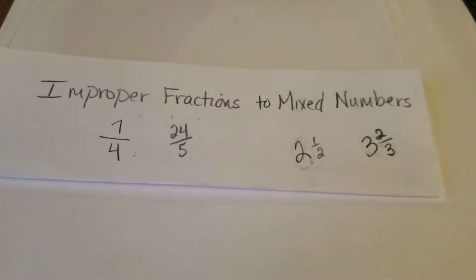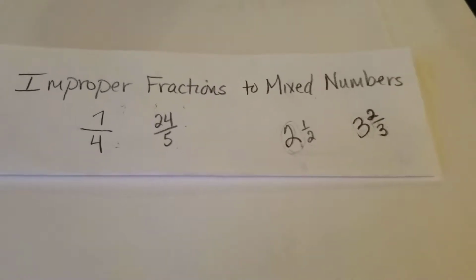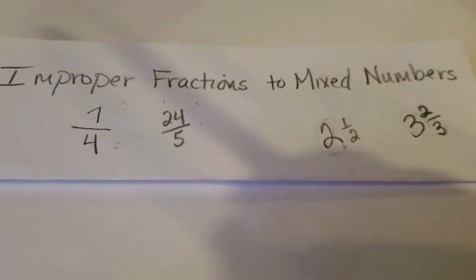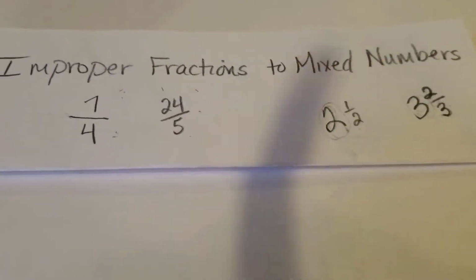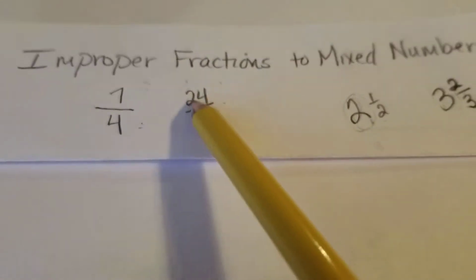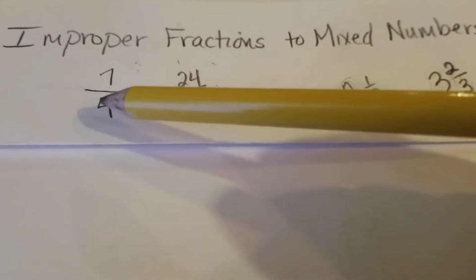All right, in this video, we are going to convert improper fractions to mixed numbers. Before we do that, I want to make sure that we have a clear understanding of what an improper fraction is and what a mixed number is. So I've written some examples here. An improper fraction has a greater numerator than it does denominator.